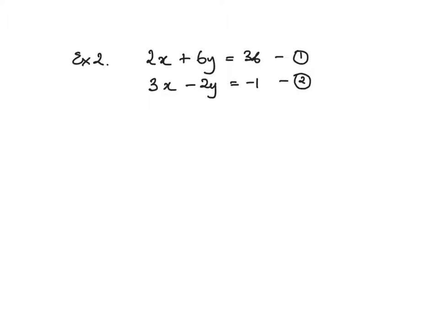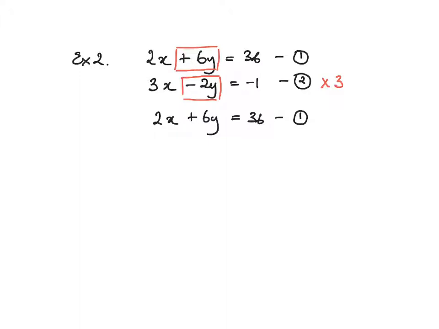Example 2, just a little bit more complicated. I hope it's still reasonably obvious that we're going to eliminate y. We have plus 6y in this equation, and we've got minus 2y in this equation. Now, we can only eliminate y if we have the same number of y in both equations, so what I'm going to do then is to multiply equation 2 by 3. Equation 1 will remain unchanged, so 2x plus 6y equals 36. This is equation 1 unchanged.